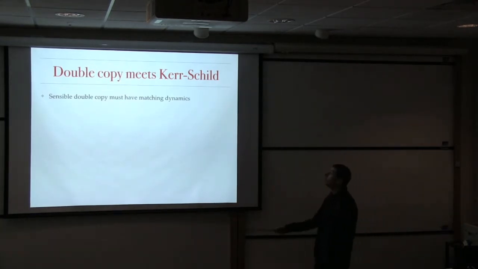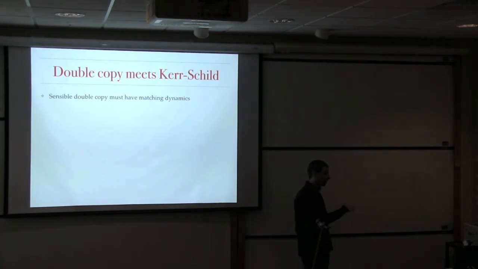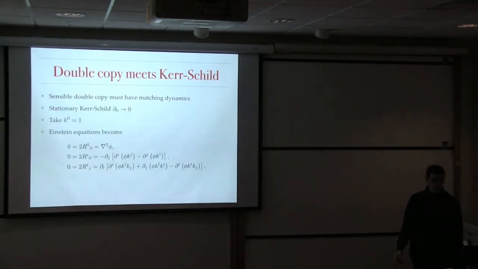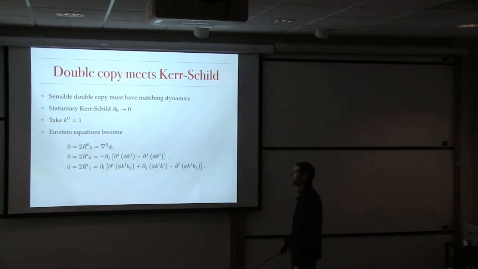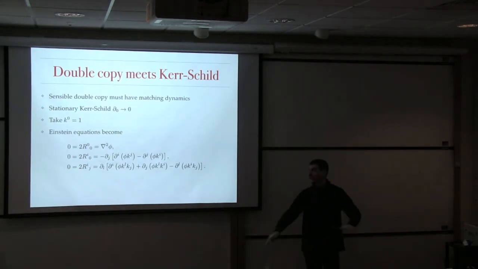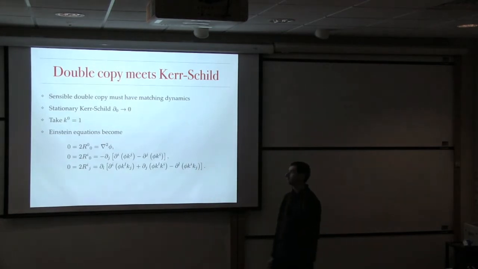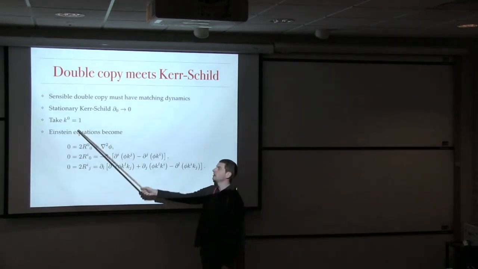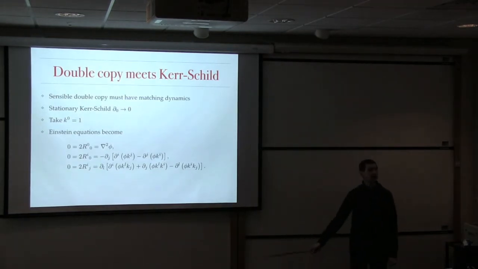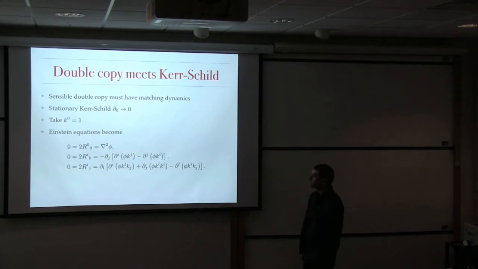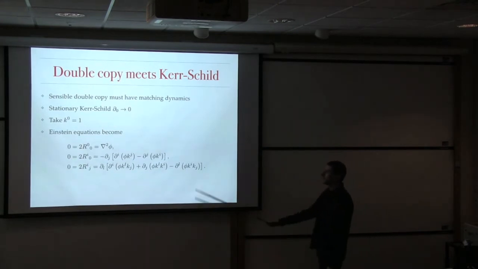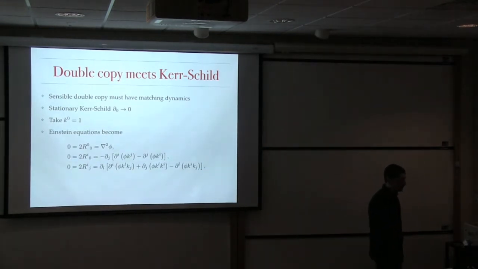But in any event, it doesn't really matter what we think. If the double copy is going to be sensible, then the dynamics have to match. It's not just what you want to have. So I'm going to consider a particularly simple set of Kerr-Schild metrics. Suppose that they're stationary. That is, all time derivatives d0 vanish. I will also fix some of the ambiguity in my Kerr-Schild metric by choosing k0 to be 1. Once you've done that, you can write the Einstein equations in a 3 plus 1 split, and they take this form. This is the Einstein equations.